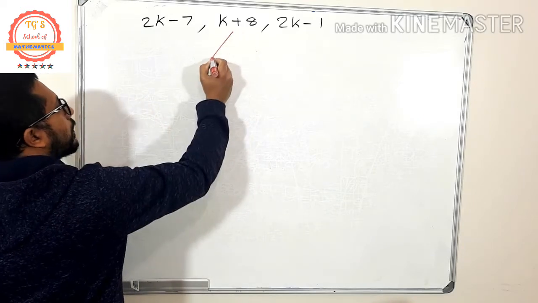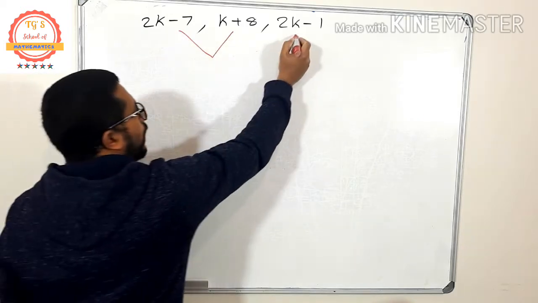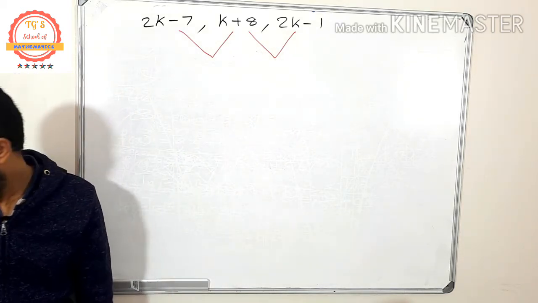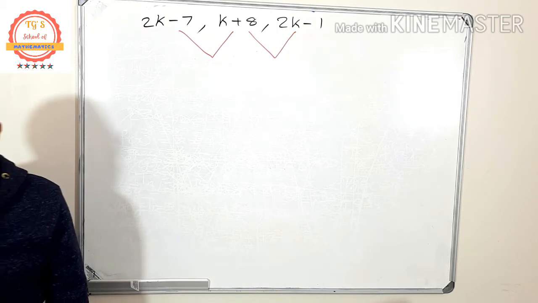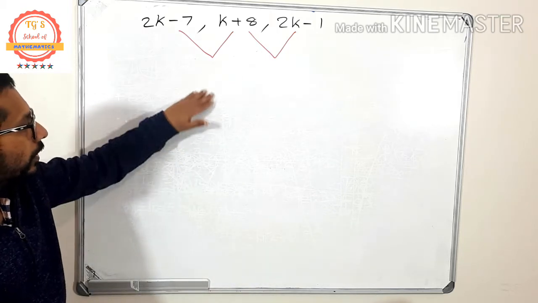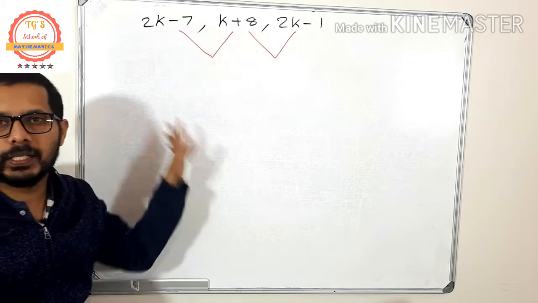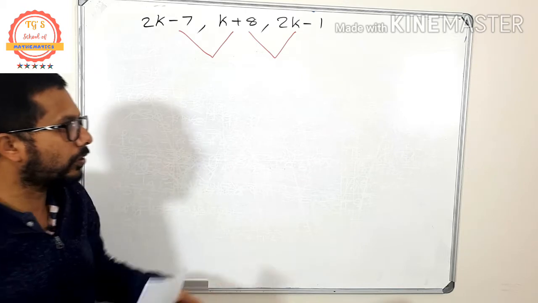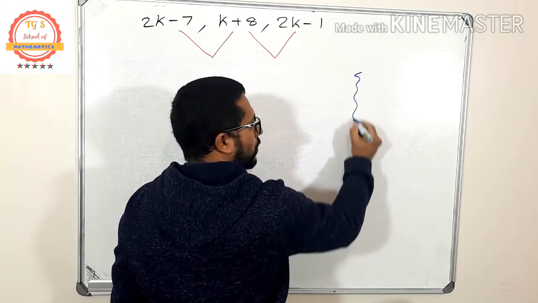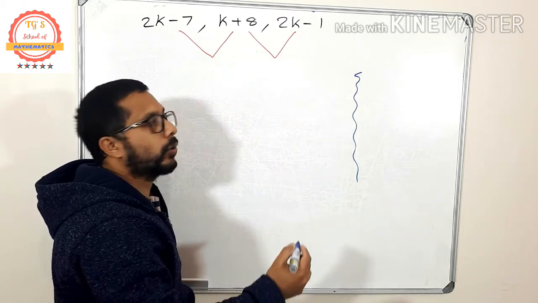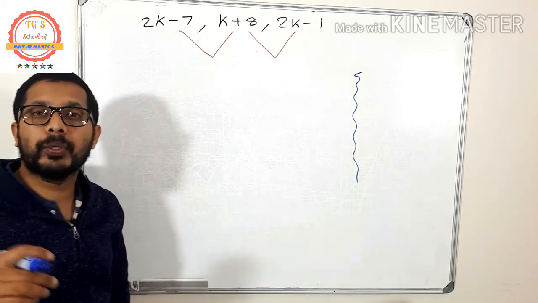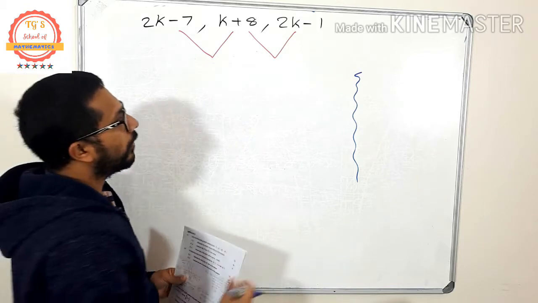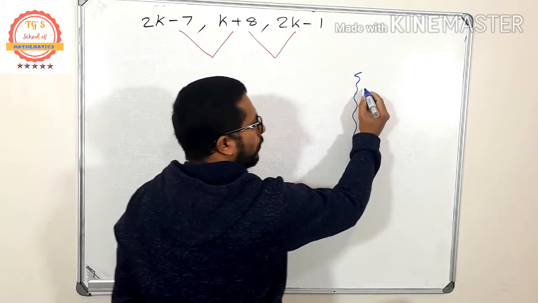K plus 8 minus 2k minus 7, 2k minus 1 minus k plus 8. Okay, so when you write this one in your exam, please don't write all the steps here like this, then it will be messy. Just write the final answers here. You can work out somewhere here, but you must show the workings on the right side. It's very important. Otherwise those who are marking may think you copied the answer from somewhere. So just show how you get this answer, what you are supposed to do.